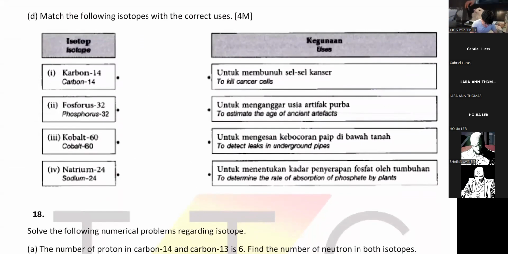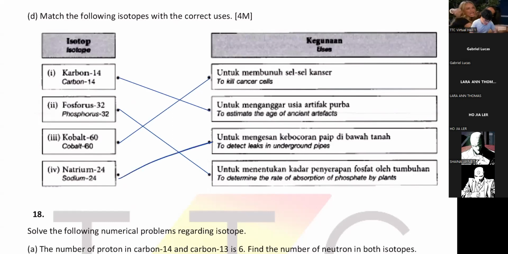So carbon 14, like I said, what is carbon 14 for? Is to detect your fossil, to do carbon dating. So to estimate the age of your artifact. Phosphorus 32, just said it, this is to determine whether a plant is absorbing fertilizer well, absorption of phosphate. Cobalt 60 to kill cancer cell. Sodium 24 to detect pipe leakage. There. It's not mentioned in the notes, but it's in the question.